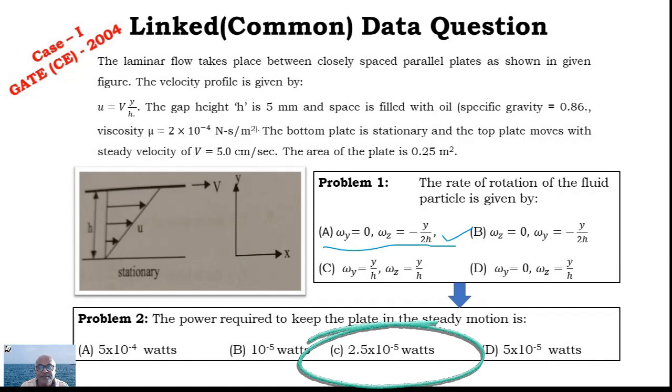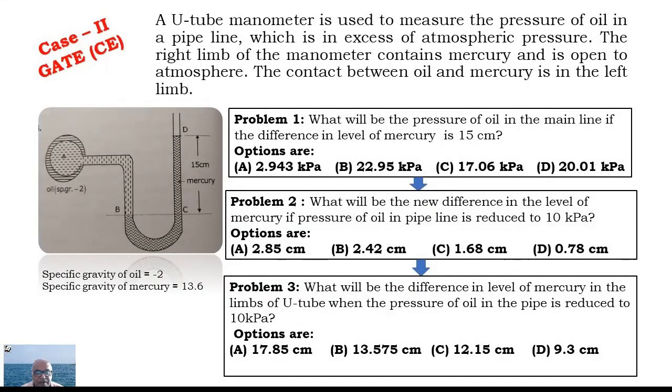So option C is correct. Option C is correct. So this is the solution to this problem 1. Now we'll take another problem, case number 2, GATE for civil engineering.